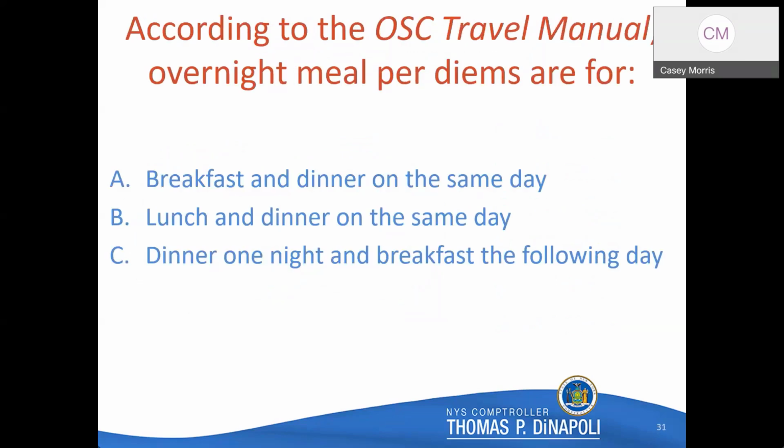Next question. Okay. So according to the OSC Travel Manual, overnight meal per diems are for A, breakfast and dinner on the same day, B, lunch and dinner on the same day, or C, dinner one night and breakfast the following day. And it seems like mostly everyone is saying C's, and that is correct. An overnight trip is defined as dinner, lodging, and breakfast the following morning. Breakfast and dinner are reimbursable meals, lunch is not.